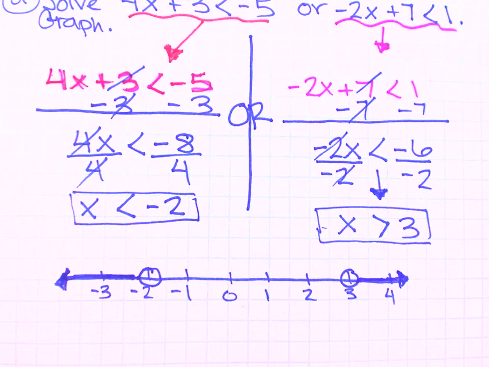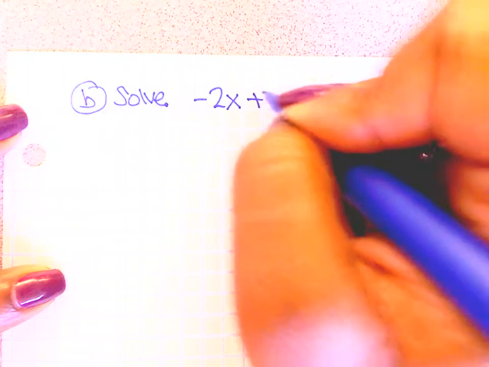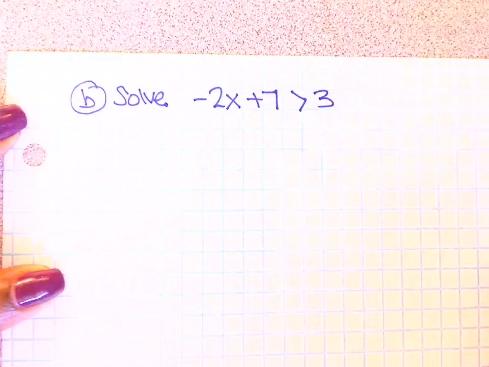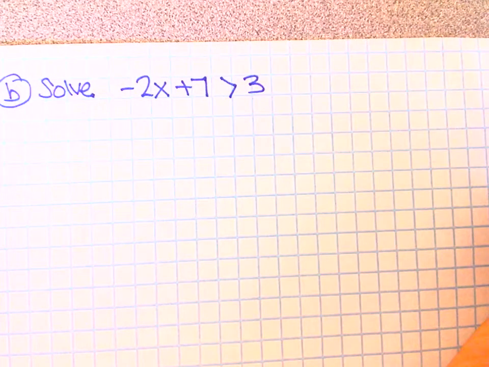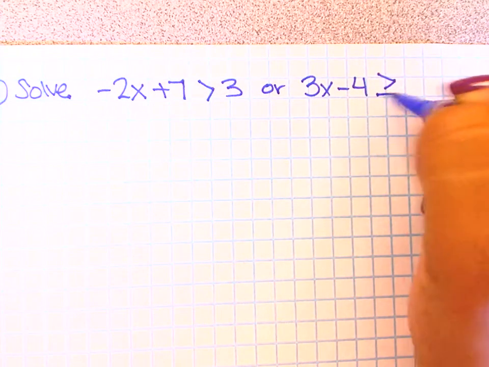Last example of that same type, and then we'll do checking for understanding. So let's call this letter B. Solve -2x plus 7 is greater than 3, or 3x minus 4 is greater than or equal to 5. And then they want us to graph.